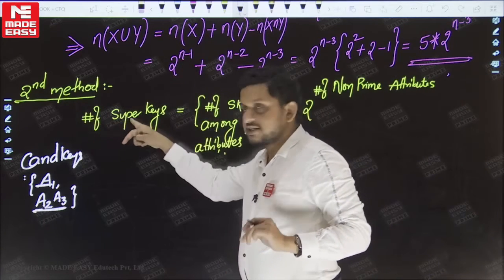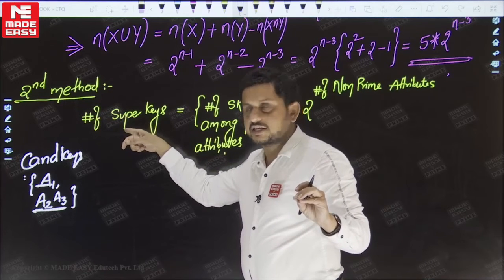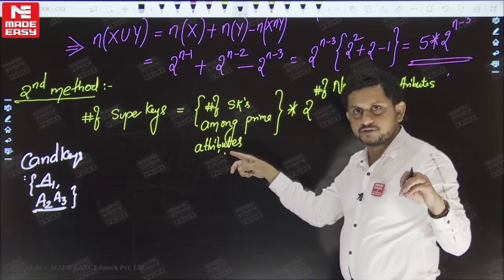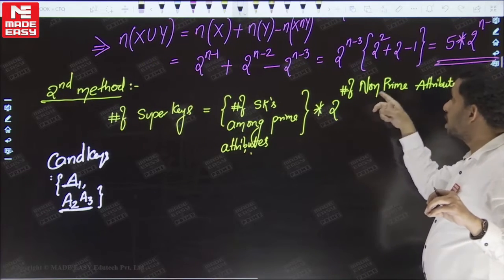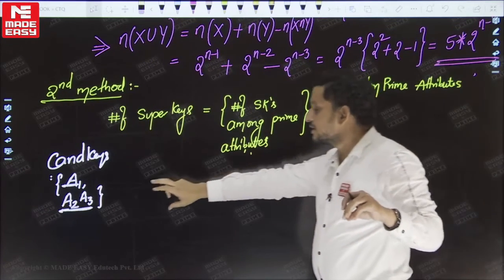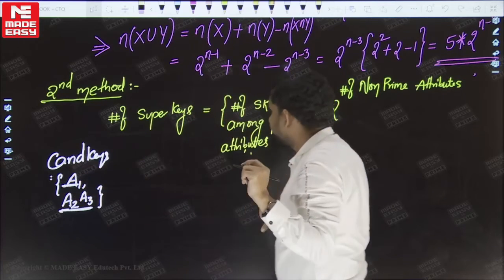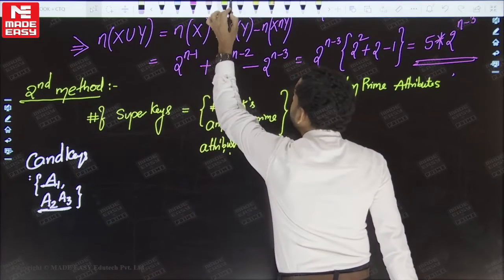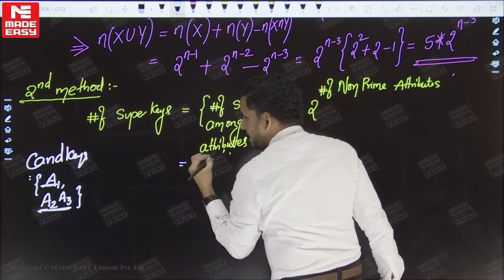Number of super keys, listen carefully. Number of super keys of the relational schema is number of super keys among prime attributes multiplied with 2 power number of non-prime attributes. So here 3 attributes are prime, n minus 3 attributes are non-prime. So what are super keys among this prime? Let us see what are possibilities of super keys among this prime.